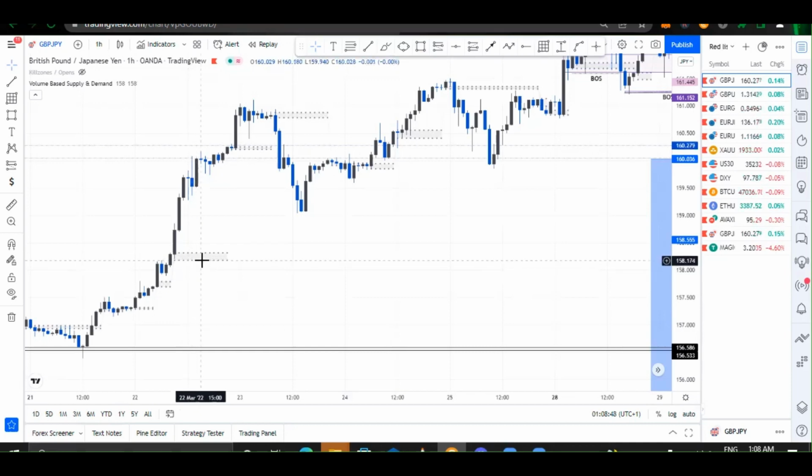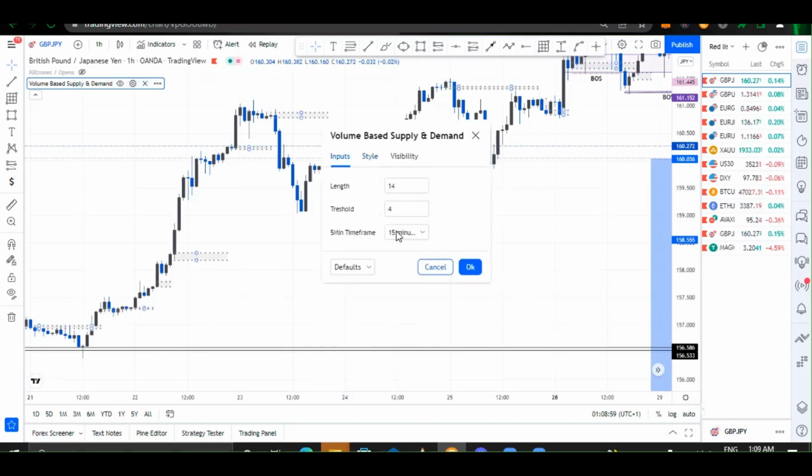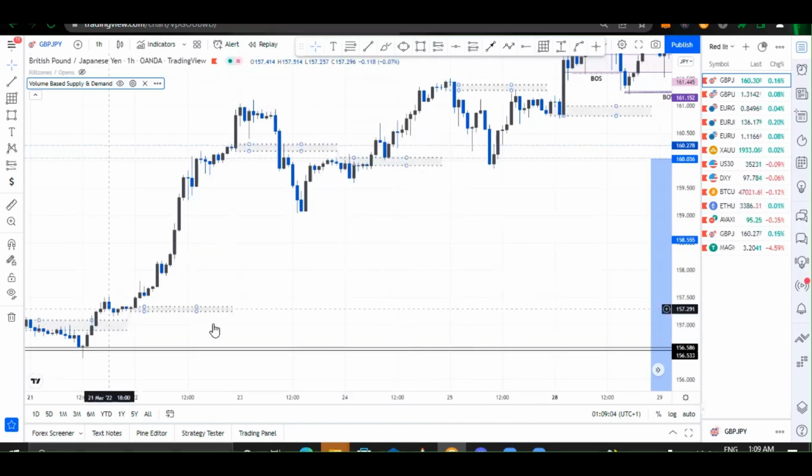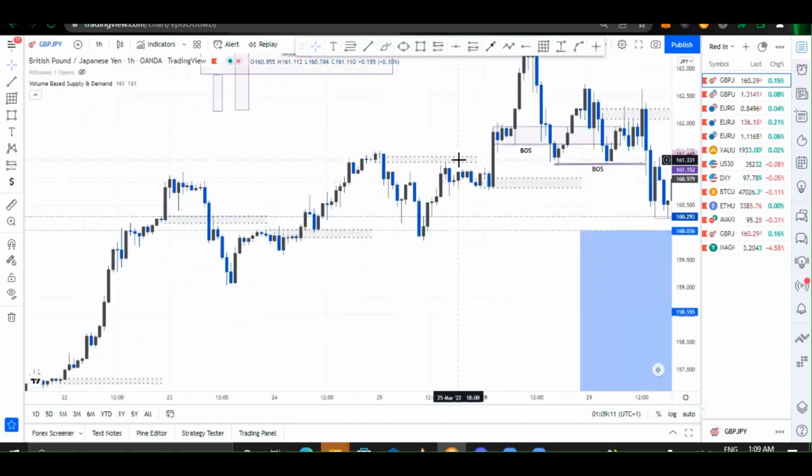So you go to settings here, not double click, and then you set the time frame you want. The time frame is on 15 minutes. So set a 1 hour time frame, and it is going to adjust exactly. Now, these are areas of supply and demand that the tool has given to us. So you can use all these areas to look for quick trades if you understand how to use it to trade.